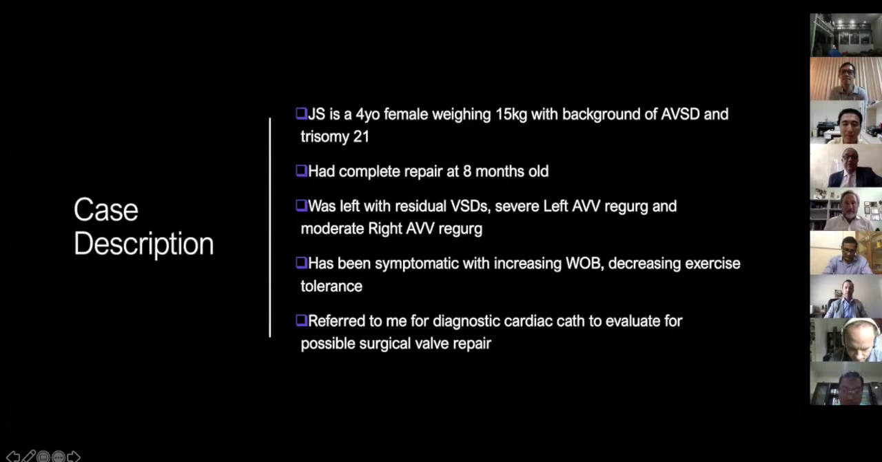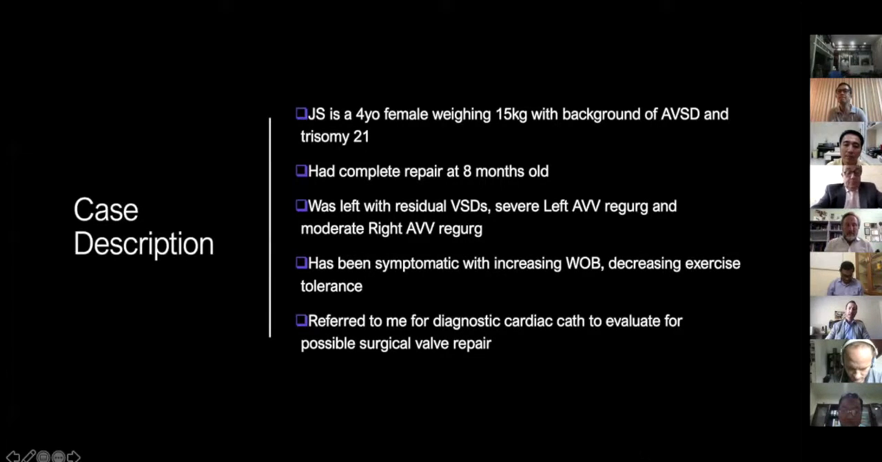So our patient was a 4-year-old female who weighed 15 kilograms, and she had a background of a complete AV canal and trisomy 21. When she was 8 months old, she had repair. Post that repair, she was left with what was felt to be a residual VSD, plus severe left AV valve regurgitation and moderate right AV valve regurgitation. She'd been relatively symptomatic since that point in time, and as she's gotten older and more energetic, she's been having more exercise intolerance and increasing work of breathing. So she was referred to me for diagnostic evaluation to see whether she had pulmonary hypertension and whether she would be fine to go ahead with surgical repair of her valve.